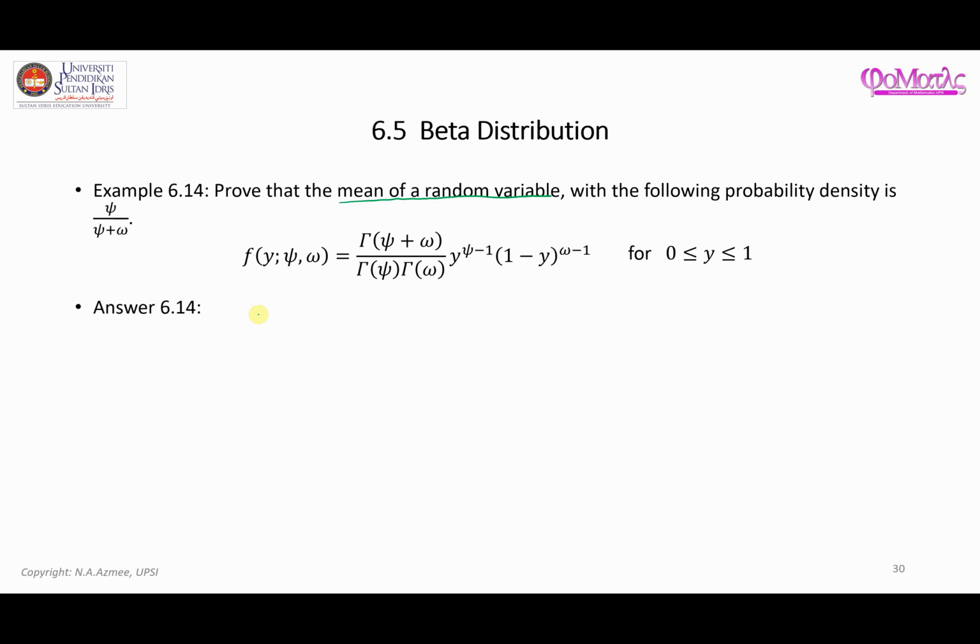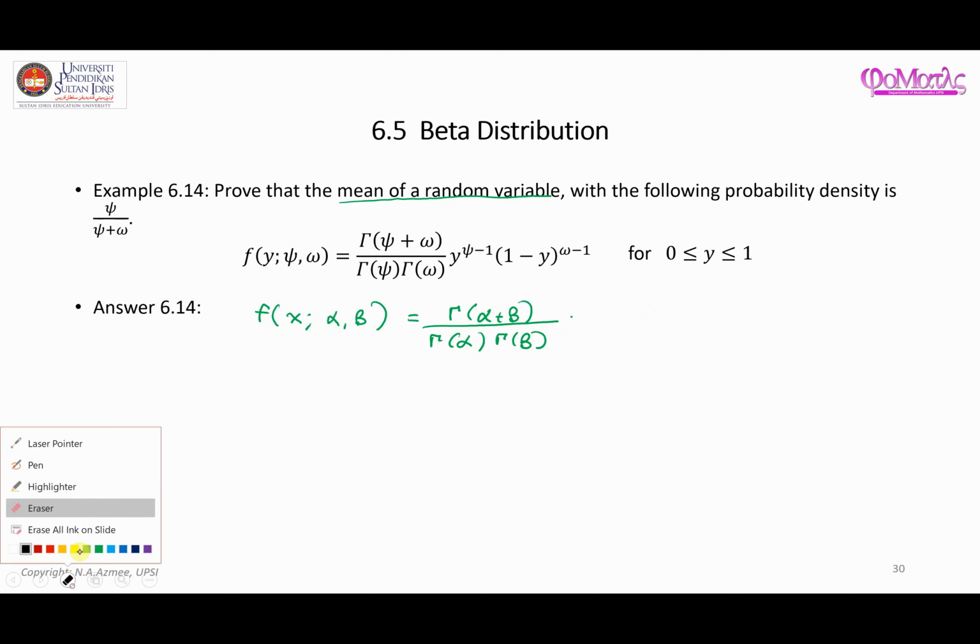So remember what we have seen before. Here we've got a probability density that depends on alpha and beta, and it looks like this: gamma of alpha plus beta over gamma alpha gamma beta, times x to the alpha minus 1, 1 minus x to the beta minus 1. So that is the probability density for beta distribution, which I hope looks familiar to you guys.